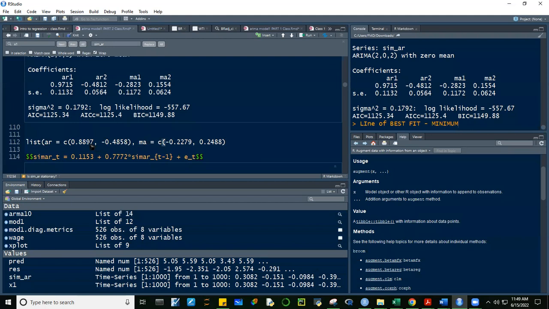Okay. AR 0.88, dito 0.97. Negative 0.48, negative 0.48, halos pareho. Negative 0.22, ito negative 0.28. Tapos ito medyo, so may mga values na medyo malayo, no? Tapos may mga values naman na medyo malapit. So yun yung lumabas na model natin.